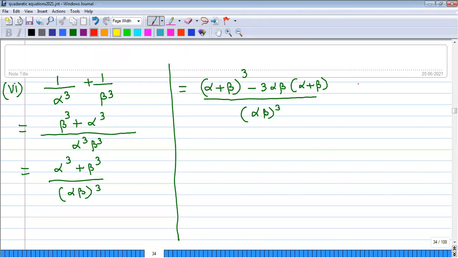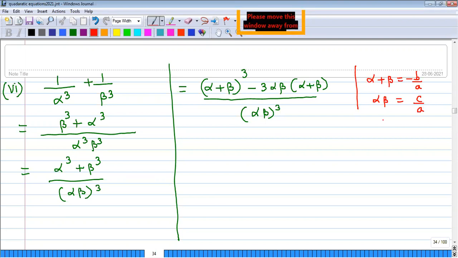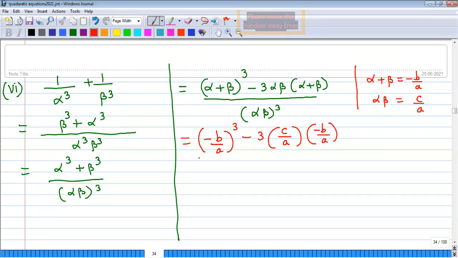So we need to recall alpha plus beta, that is minus b upon a. Alpha beta is c upon a. Yes, let us substitute now. Minus b upon a whole cube minus 3 times alpha beta, which is c upon a, times alpha plus beta, which is minus b upon a, upon alpha beta whole cube, that is c by a whole cube. It should get simplified.